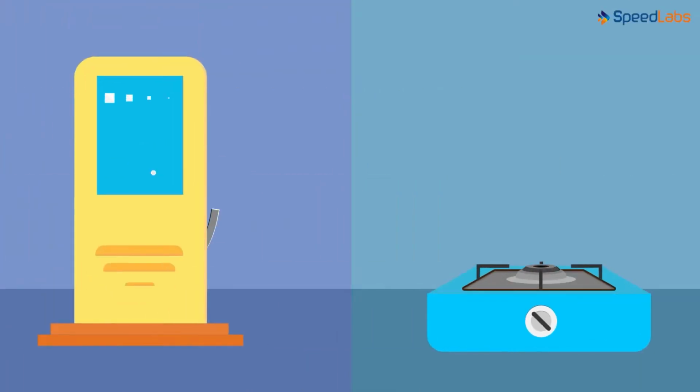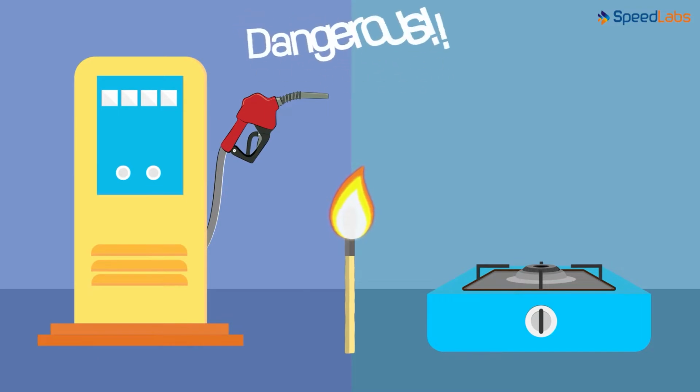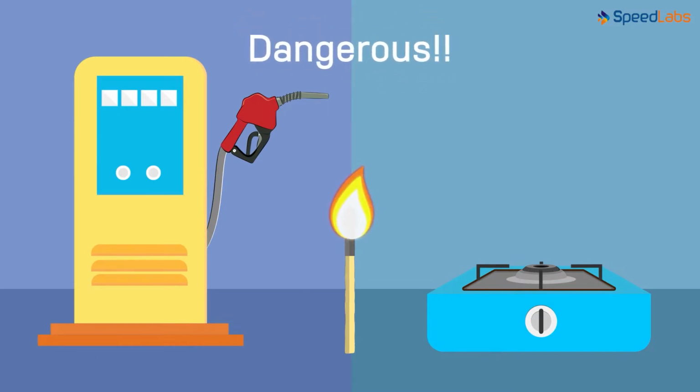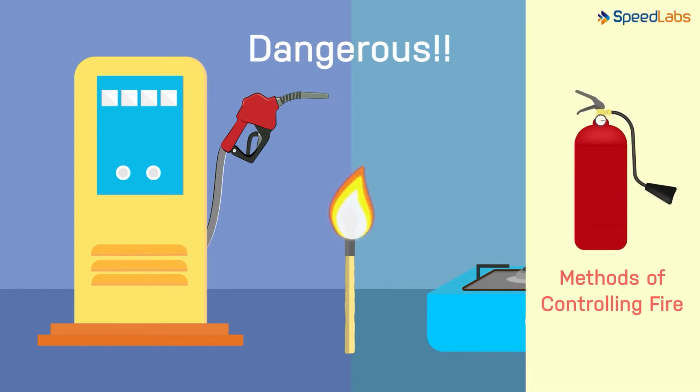This means that many such substances that we use in our daily life can prove very dangerous if not handled in the right way. So what do we do in such cases? How do we stop the furious flames of fire during accidents? Well, to learn about the various methods of controlling fire, you will have to watch our next video.